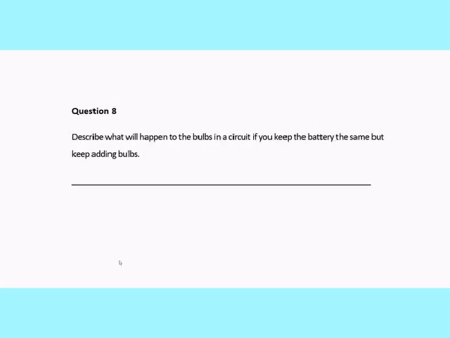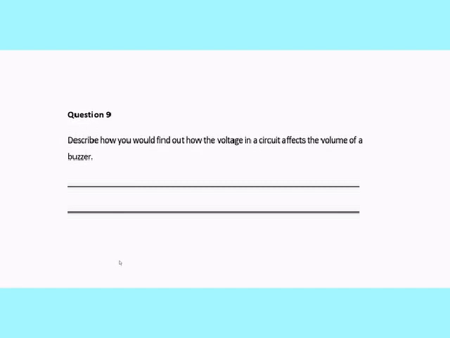Moving on to question 8. Describe what will happen to the bulbs in a circuit if you keep the battery the same but keep adding bulbs. Pause the video and write your explanation. Question 9. Describe how you would find out how the voltage in a circuit affects the volume of a buzzer. Pause the video and record your answer.